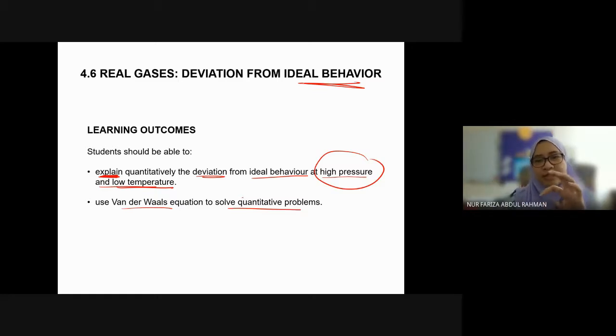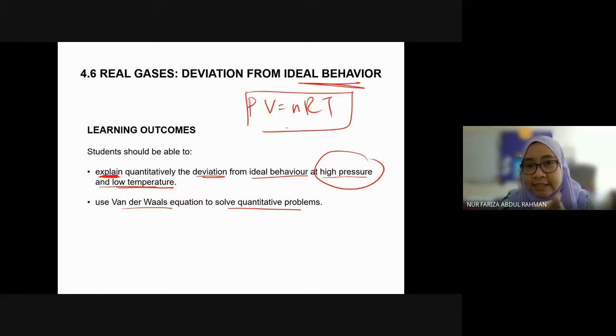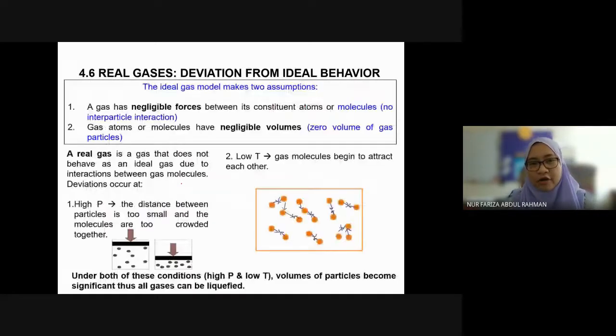So when it deviates from ideal behavior, for PV and RT, this is the equation for the ideal gas. When it deviates, supposedly we cannot use this PV = nRT. We have to modify this formula, and the formula that describes the real gas is known as the Van der Waals equation. So that is why you should know these two. Okay, moving on. So many things on this one slide.